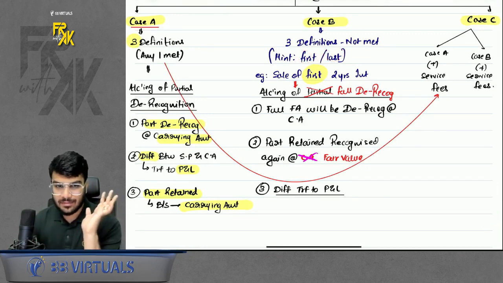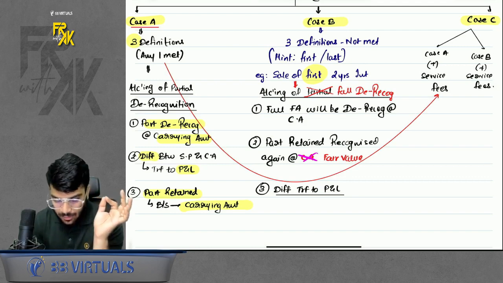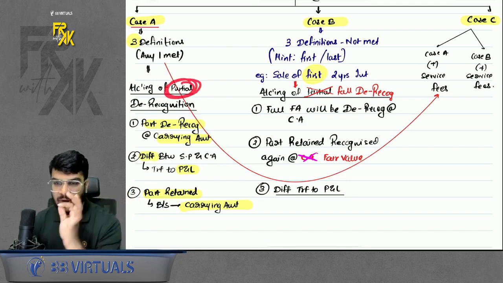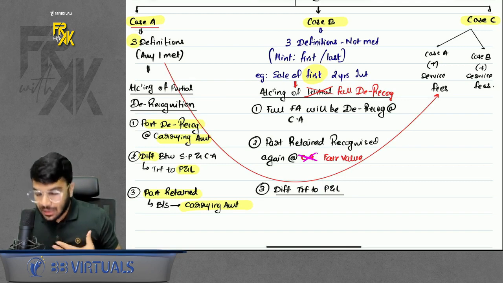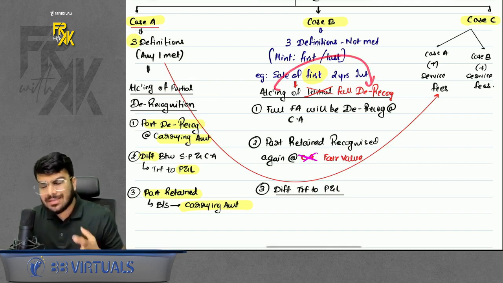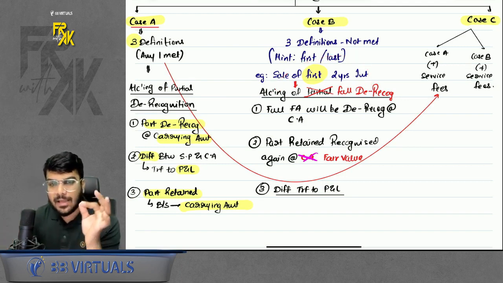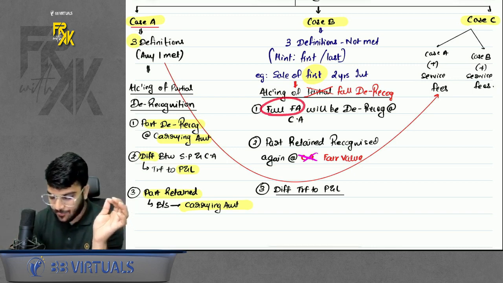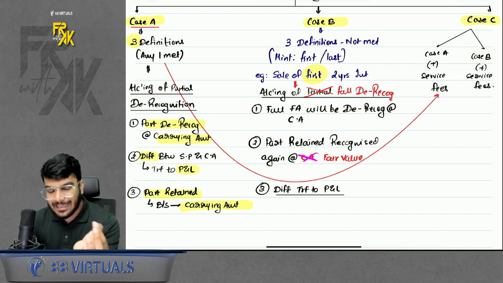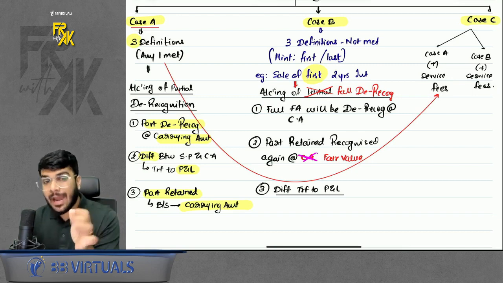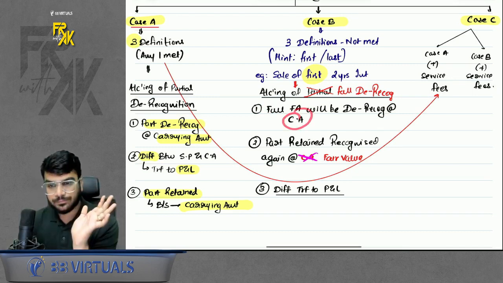In that case, accounting of partial derecognition does not apply. In that case, we will do the accounting of full derecognition. So what is the meaning of full derecognition? That means even if you are selling a part of the asset, still you will derecognize the full financial asset. You will derecognize the full financial asset. At what value? At carrying amount.